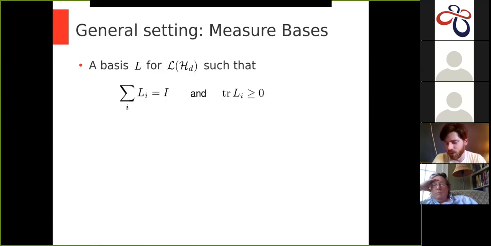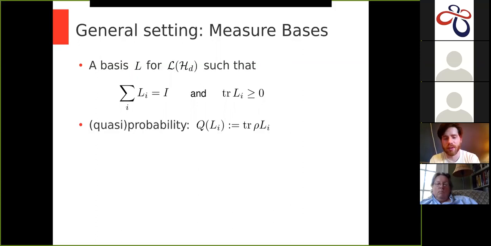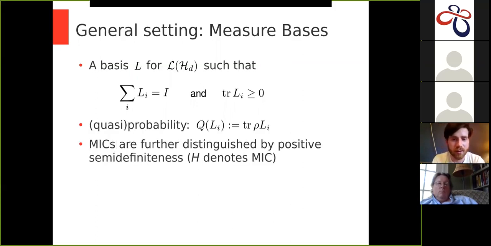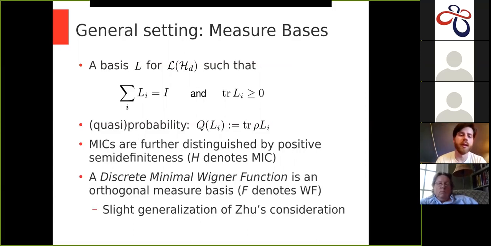So to do that, I need to make a general setting where Meeks and Wigner functions, or whatever I want the generalization of Wigner functions to be, are both special cases. So I call this one a measure basis. It's pretty broad. It would be any basis for the operator space, such that it sums to the identity and all of the effects have trace greater than or equal to zero. So there's no demand that they be positive semi-definite. In fact, if they were positive semi-definite, they would be a Meek. There's no demand that they be orthogonal. And in fact, if they are orthogonal, I'm going to say that they are my particular generalization of a discrete minimal Wigner function, or just Wigner function going forward.